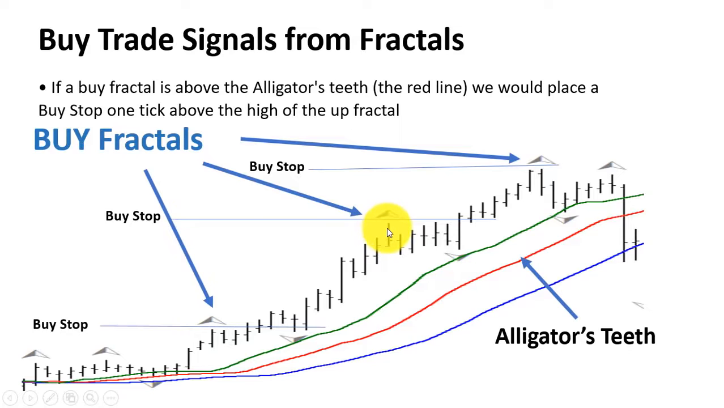This is the next fractal. You put a buy stop one tick above the fractal, and that order got executed on this bar. So we now have 2 trades. And then the next fractal is here. You put a buy stop one tick above it. You discover that this order was not taken because the price went down from there. Okay, so this is how to actually interpret and proceed with buy signals using fractal and alligator.